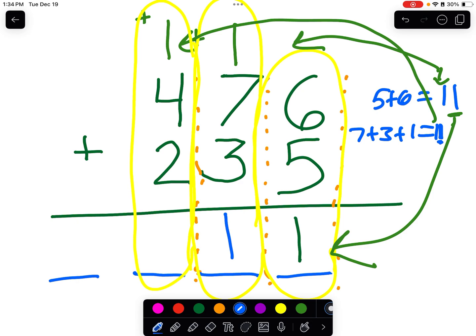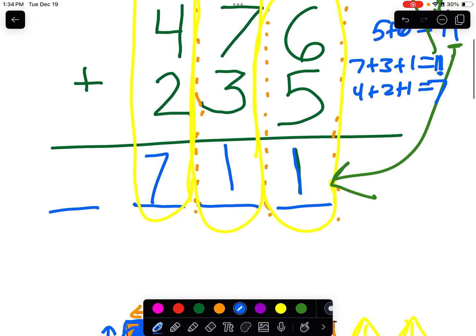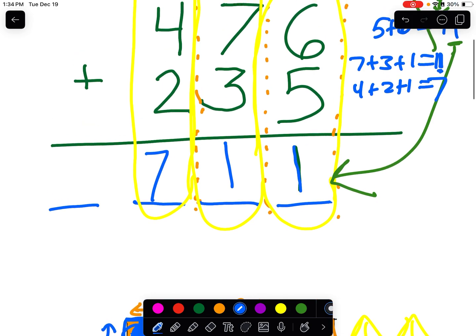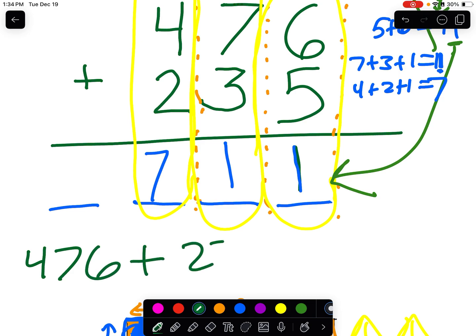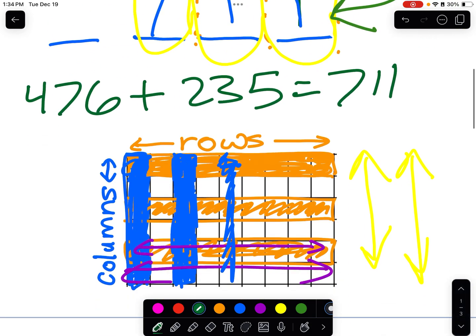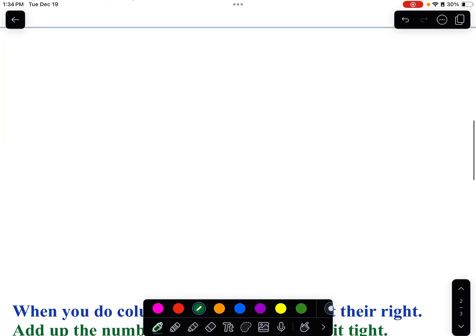So let's do it. What is 4 plus 2 plus 1? 4 plus 2 is 6, and then 6 plus 1 is 7. So we just put the 7 right here. Oops, I just realized that they're all different colors. So the answer is 711. And to make that really clear, let's write it like this: 476 plus 235 equals 711.